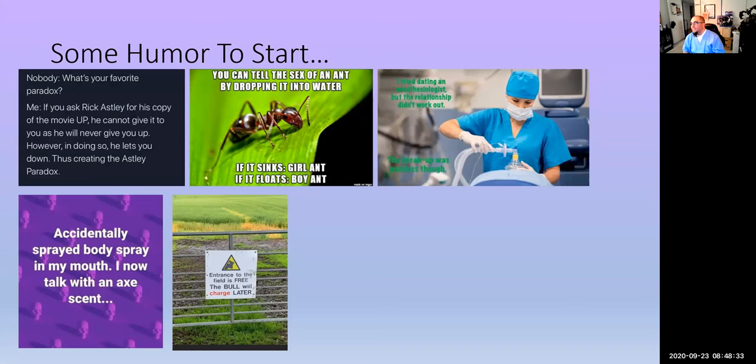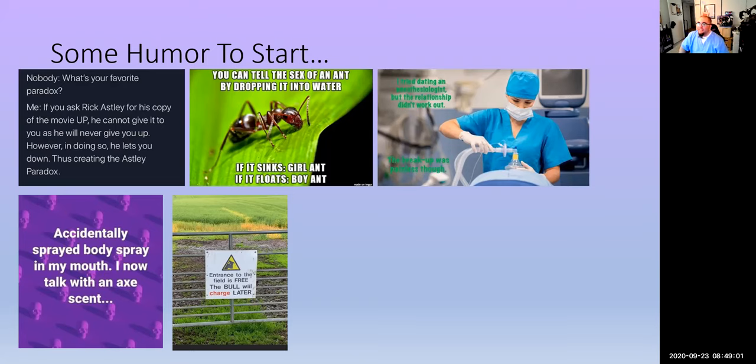I'm definitely going to use the ant one later, because it's very physics related. You can tell the sex of an ant by dropping it into water. If it sinks, it's a girl ant. If it floats, it's a boy ant. I'll be here all week. Buoyant. Buoyant meaning float. See?